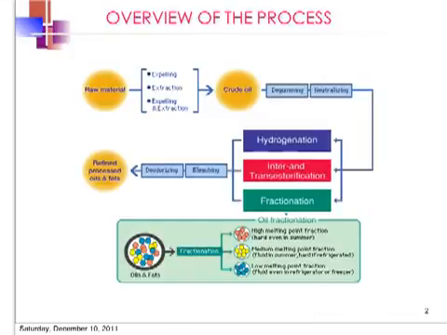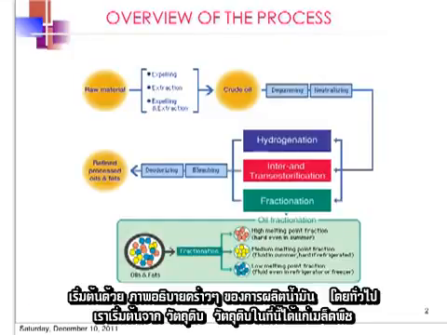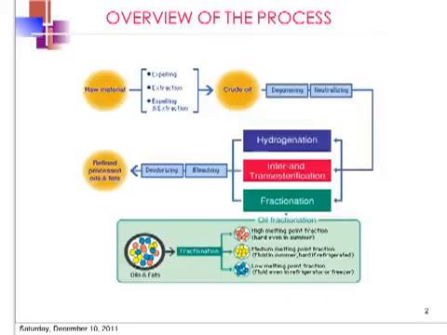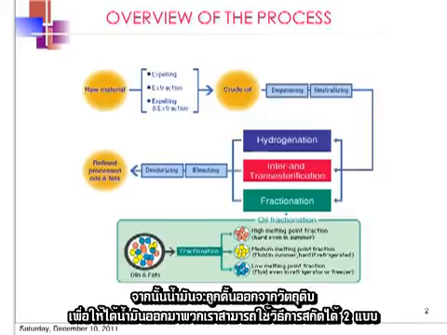Okay, let's start by looking at the overview of the process of oil processing. So basically we start with the raw material. The raw material can be the seed, for example, soybean seed, cotton seed, or sunflower seed, or from the oil palm fruits. Then the oil has to be squeezed out from the raw material.